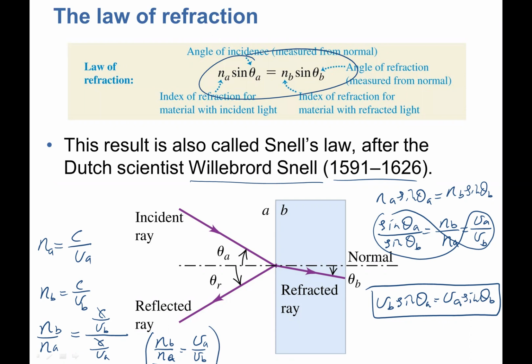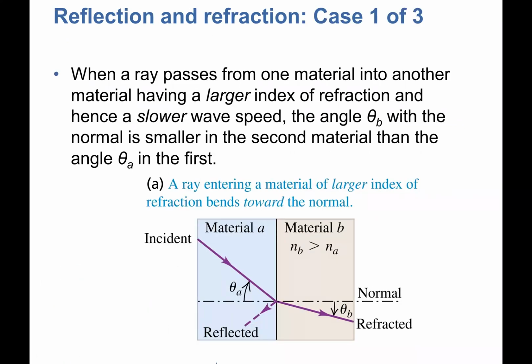All right, so let's see what we can have. Let's call this case one. We are going from medium A into medium B, but NA is less than NB. That means we're going from less dense to more dense. What we want to know is what will happen to the refracted light. So this is case one, where NA is less than NB, or NB is greater than NA.